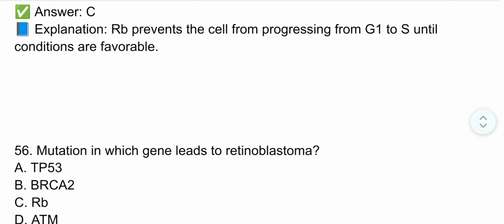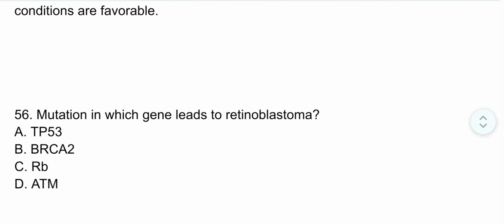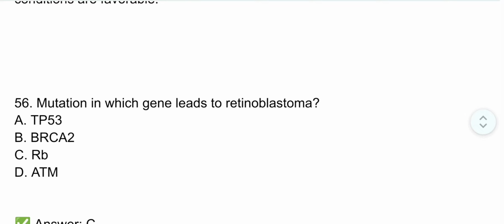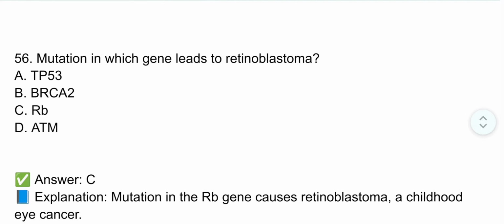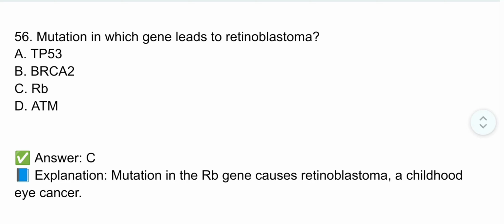Question number 56. Mutation in which gene leads to retinoblastoma? The correct option is option C. RB gene. Mutation in the RB gene causes retinoblastoma, a childhood eye cancer.